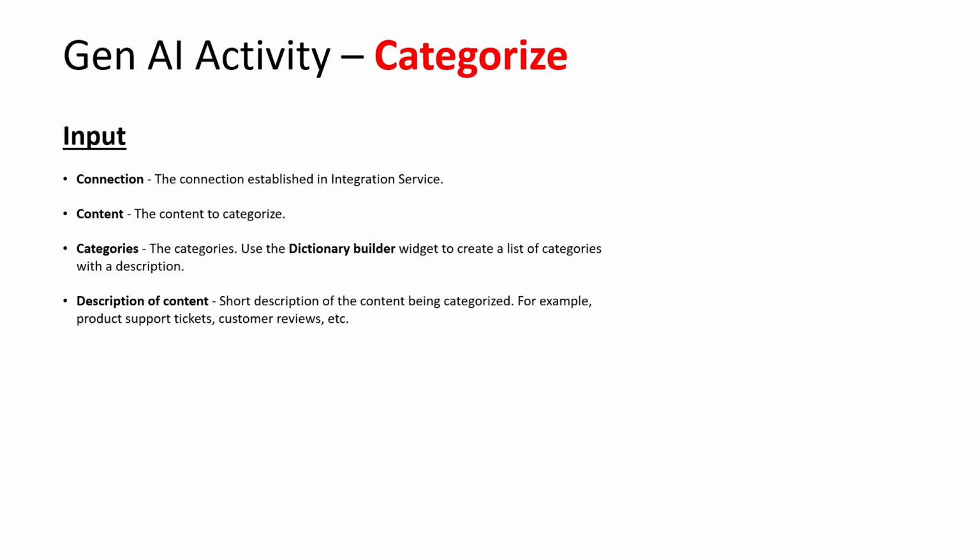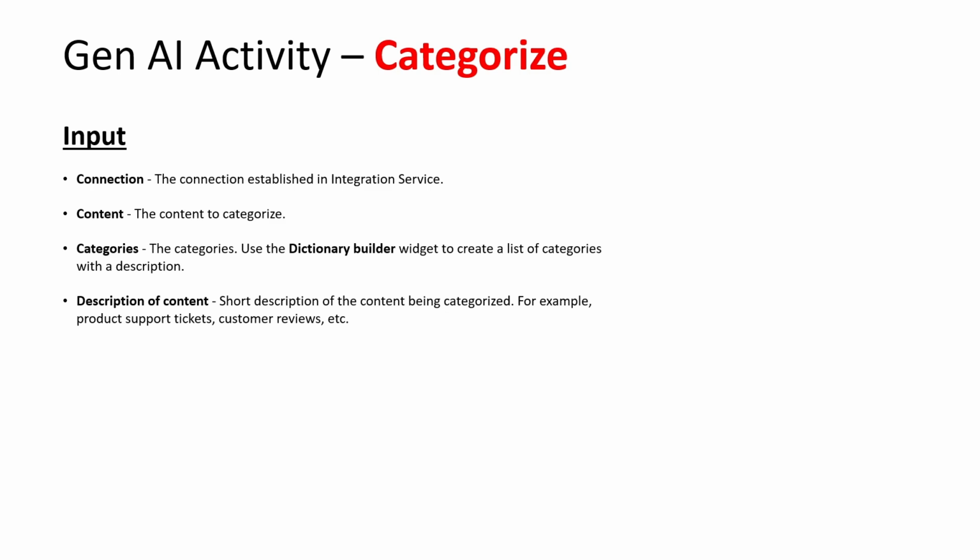There are four input parameters that are mainly required. One is the connection that you have set up in the integration service. The second is the content that you want to pass into the activity so that it can be used for the categorization. It could be an email, it could be a document that you have read.